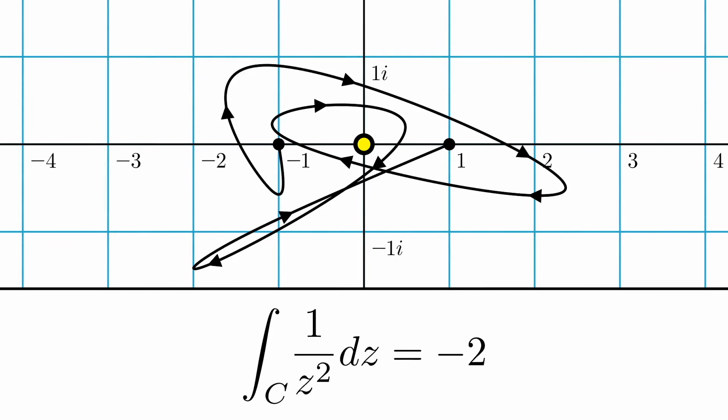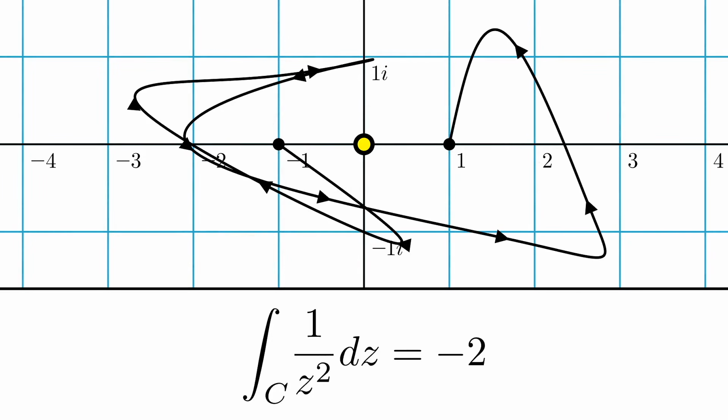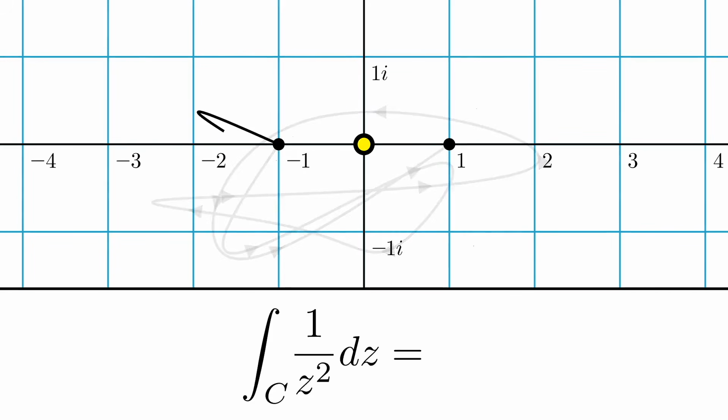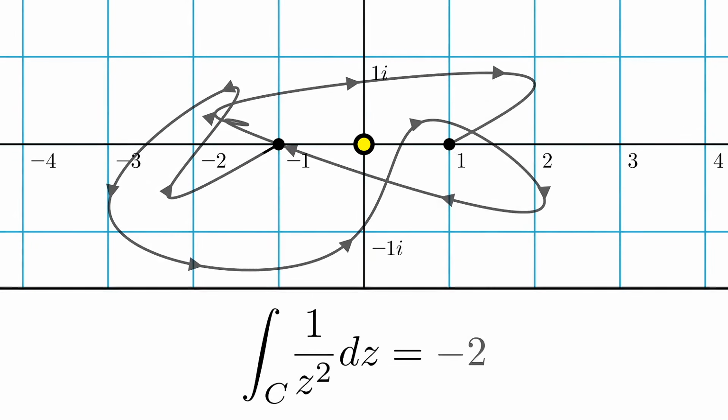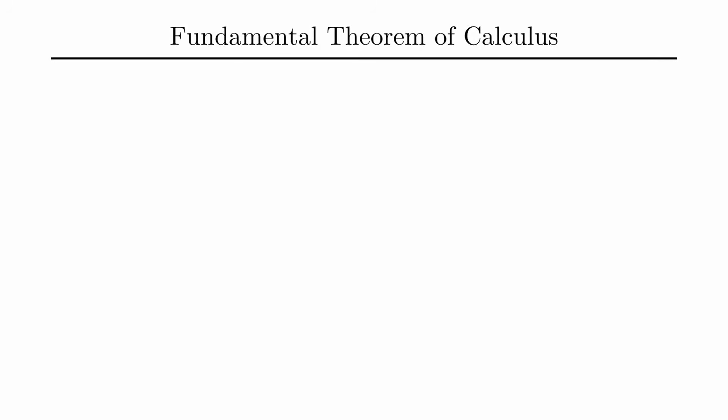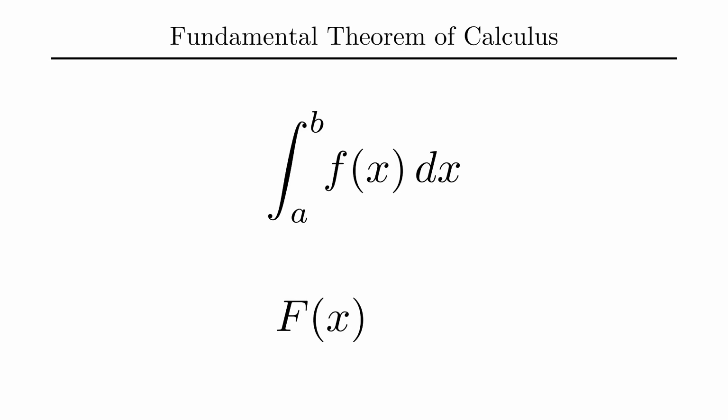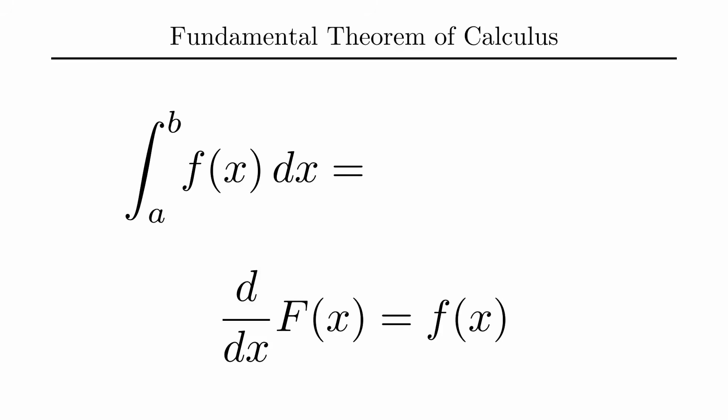So why is this? The answer has to do with the fundamental theorem of calculus. But not the fundamental theorem of calculus for real functions, but rather the analogous one for complex functions. Let's recall that the real fundamental theorem of calculus says that if you want to evaluate the integral from a to b of little f of x dx, and we happen to have a function big F of x laying around with the property that the derivative of big F of x is little f of x, then the integral from a to b of f of x dx is just big F of b minus big F of a.